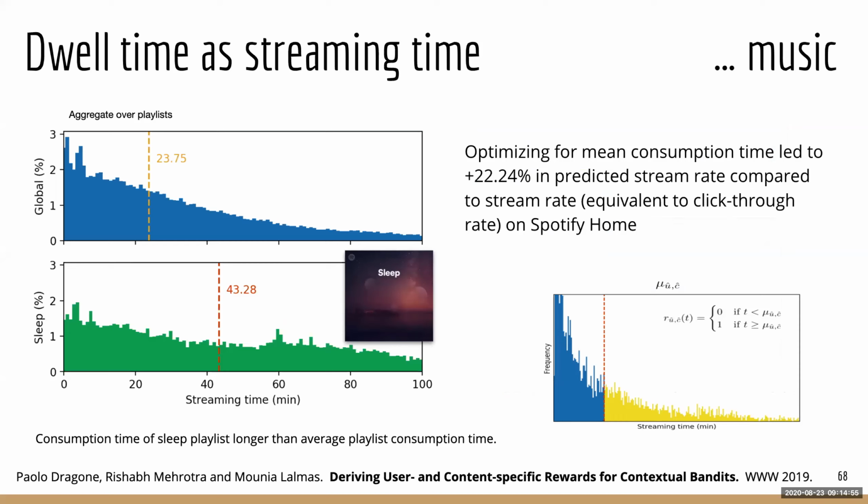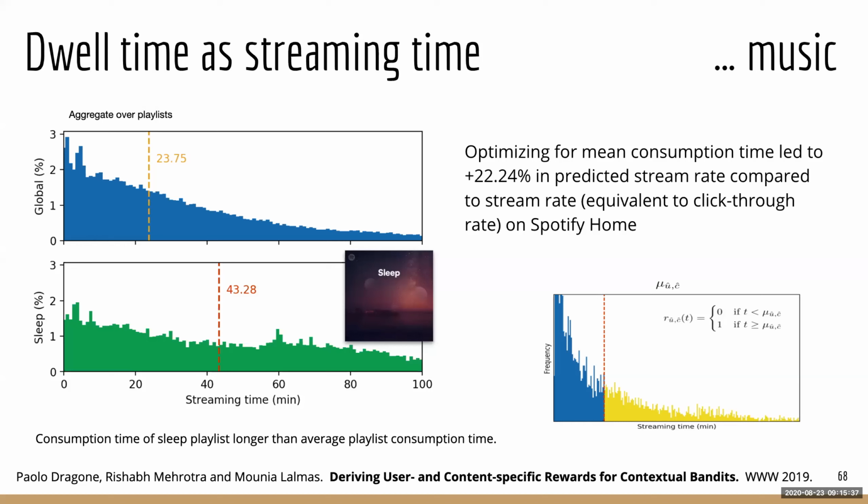Again, very briefly, in the context of music, we see exactly that. Consumption time, or dwell time, on average across all Spotify playlists is around 23 minutes. Sleep playlist is 43 minutes. If you take into account the type of playlist and have metrics optimized for it, you increase your prediction by 22%, which makes sense, because you know this is a sleeping playlist, and success is when you're above 40 minutes, while if it's just a click, you don't take into account the type of content.